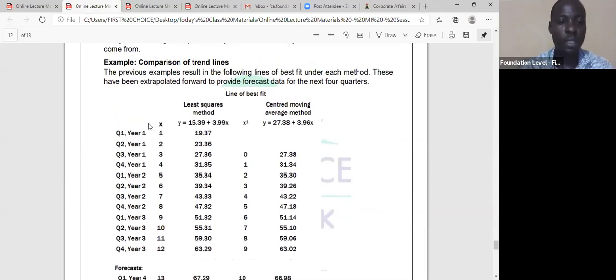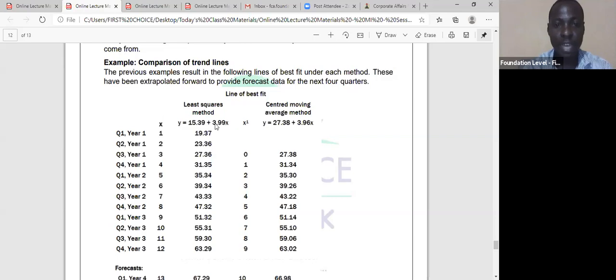You see, we have quarter 1, quarter 2, quarter 3, quarter 4 for the first year down to the third year, which we call x, equals 1, 2, 3 to 12. This is the least square method. Look at your y value. Look at the formula we used. You see the difference here.